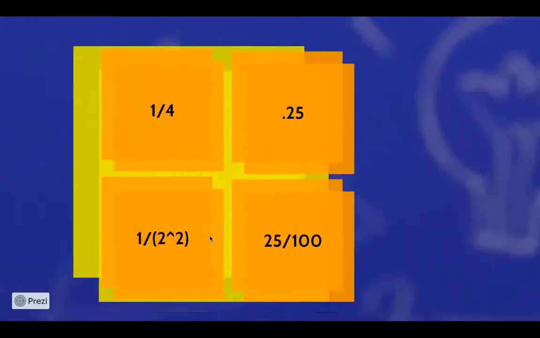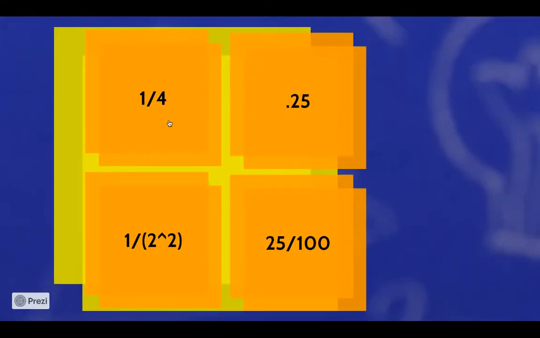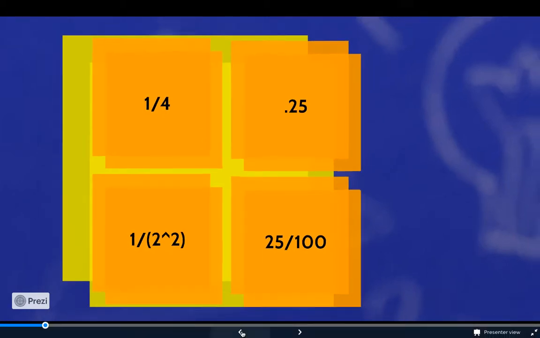Let's take a look at 1/4 here. We know that's 0.25. It goes out to the hundredths place, and you can express that as 25 over 100. You could also express that as 1 over 2 squared, since 2 squared is 4. So this is showing a few different representations of a quarter. We're going to come back to this.